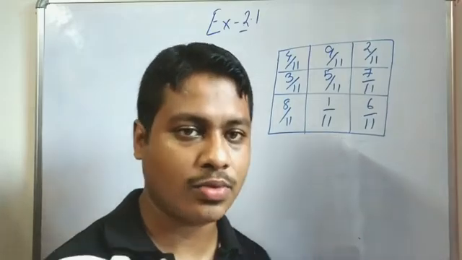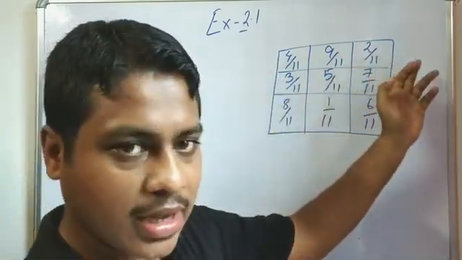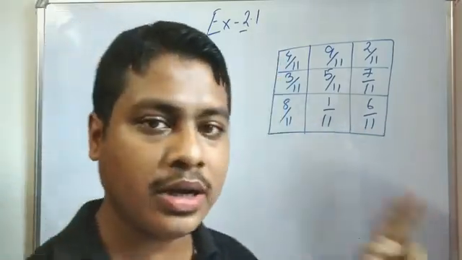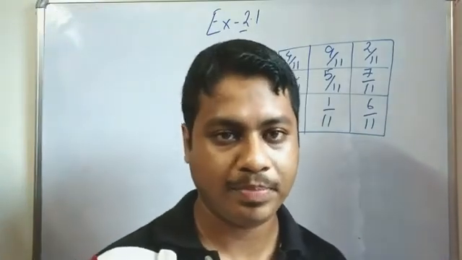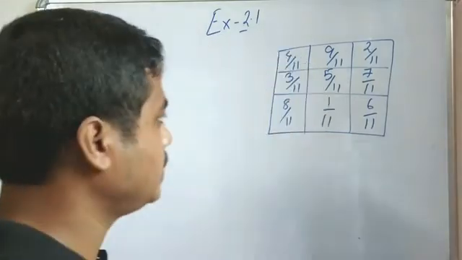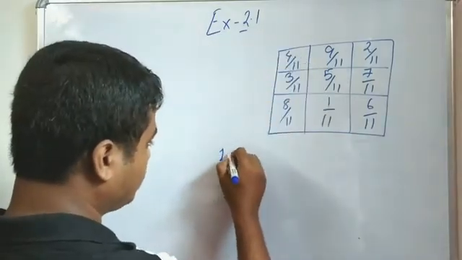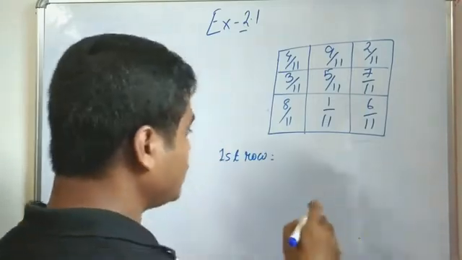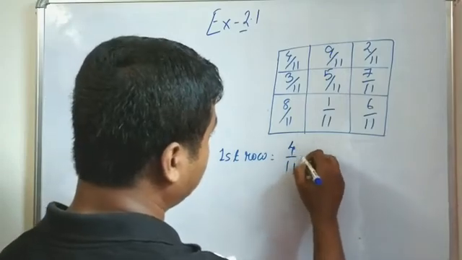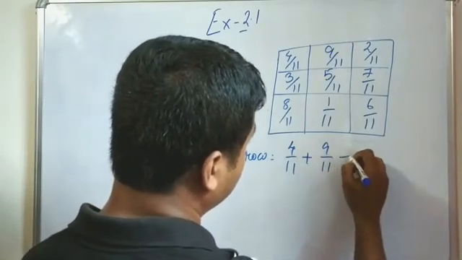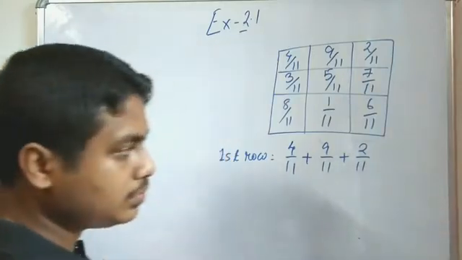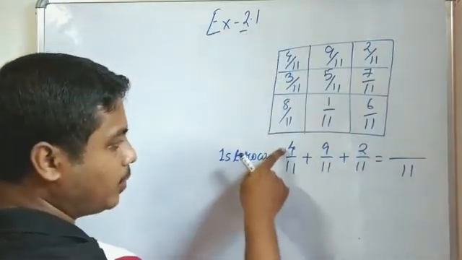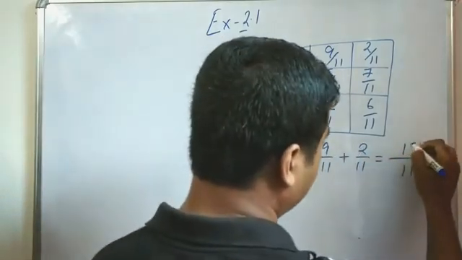For it to be a magic square, horizontally it should come the same answer, vertically also the same, and diagonally should also come the same. So we'll try one by one. We'll go with the first row. We have to do the sum: 4 by 11 plus 9 by 11 plus 2 by 11. The denominator is 11 because the LCM will be 11 only. 4 plus 9 is 13, 13 plus 2 is 15.